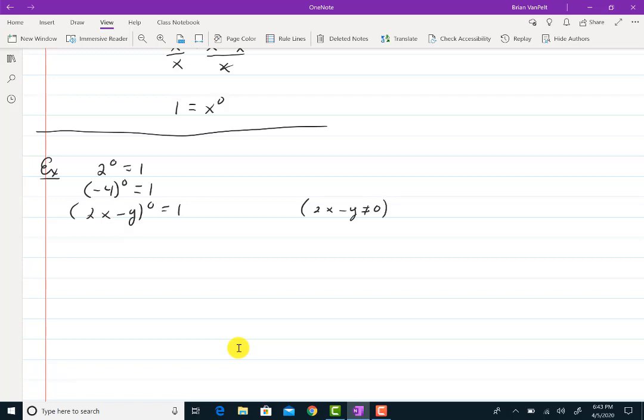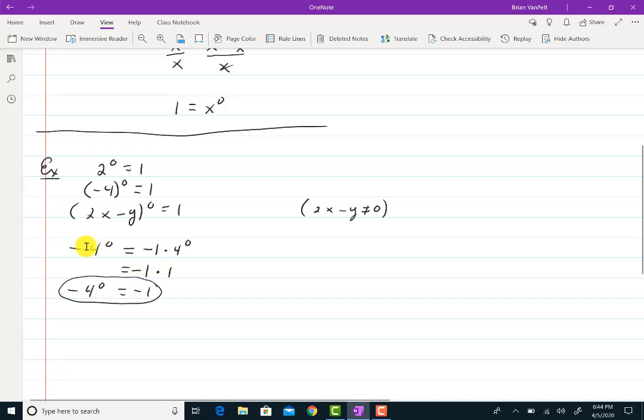If something like this, though, negative 4 to the 0, you've got to remember to do the exponent before you do the minus sign, because I could think of this as negative 1 times 4 to the 0. So you would do the 4 to the 0 first because exponents come before multiplication. 4 to the 0 is 1, and you can see that you end up with negative 1. What's the big deal? Well, the negative wasn't in parentheses, so that's how I was able to pull out this negative 1 here, because the negative was not in parentheses.